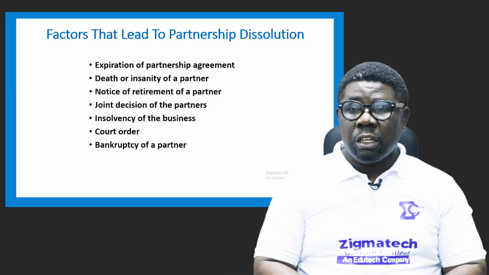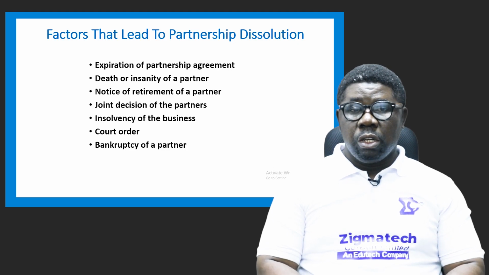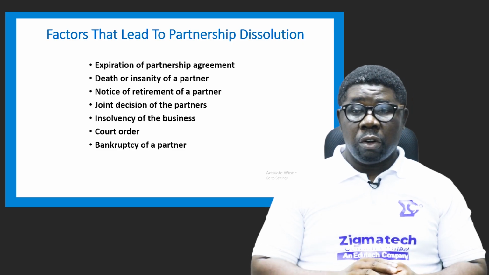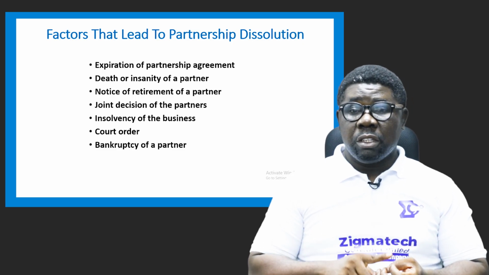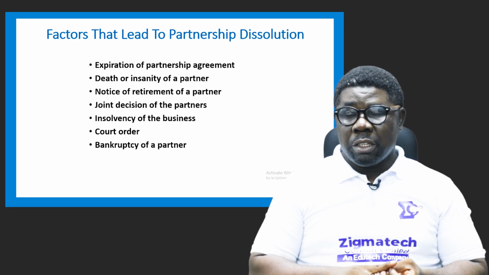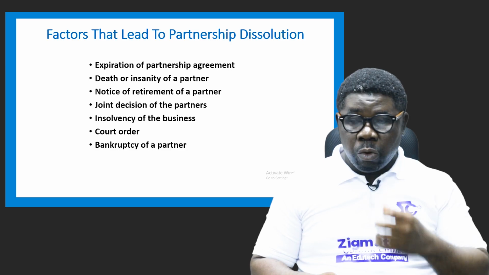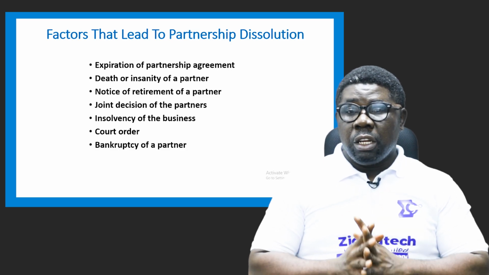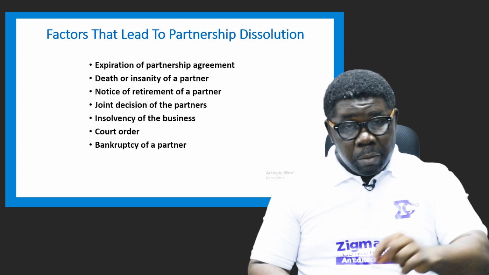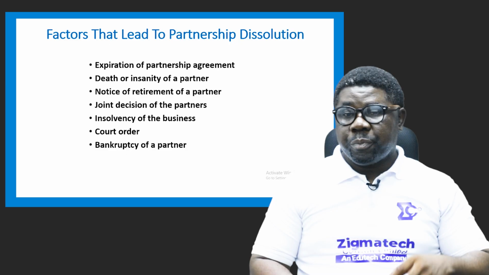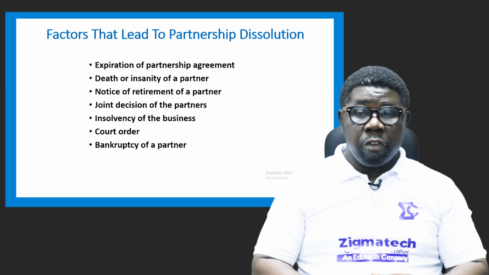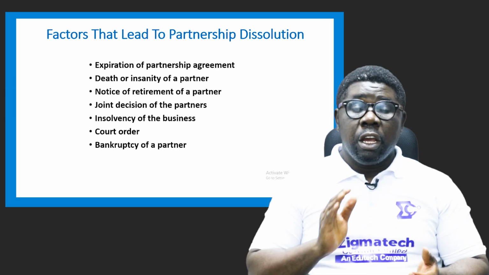So the factors that can lead to partnership dissolution. These are the factors that can end the business. I already mentioned some before, like I mentioned earlier, when the time of the business expires, all right? When the expiration of the partnership agreement is activated, then it becomes an end. Then the death or insanity of a partner can end the business as well, because the partnership is the same as what? The owner, okay? Notice of retirement of a partner can end the business. A joint decision of the partners that has mutual agreement, okay, can bring it to an end.